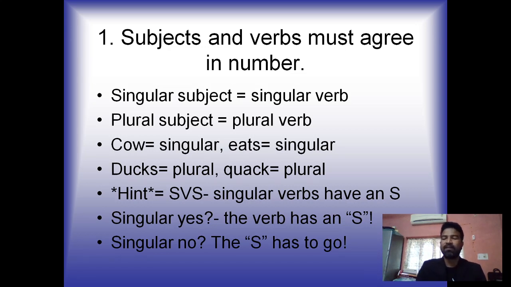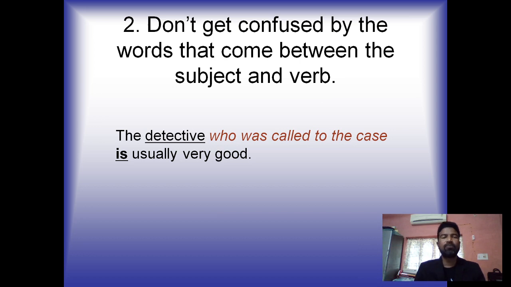So that's the meaning. Let's move on to rule number 2. Don't get confused by the words that come between the subject and the verb. For example: the detective who was called to the case is usually very good. Check out this rule: don't get confused by the words that come between the subject and the verb.